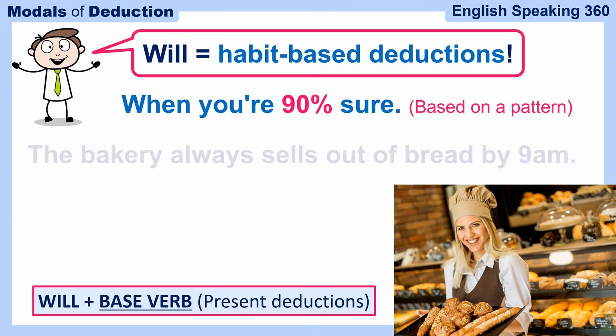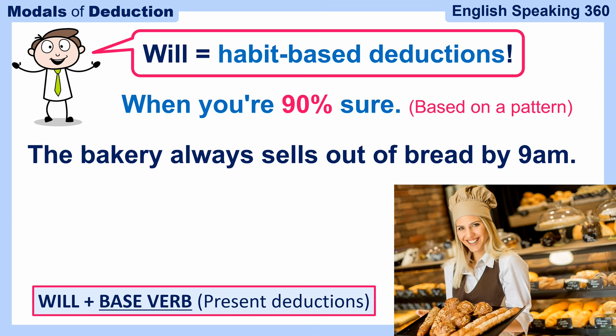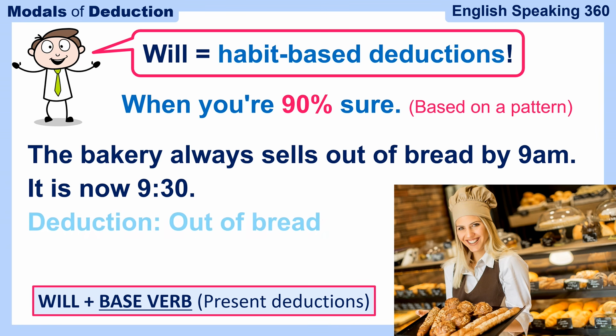Hello, baker. The bakery always sells out of bread by 9 a.m. That is the pattern. If you go there at 9 a.m., there is no more bread. They're out of bread. They sold out. Now, what is the situation? It is now 9:30. So, what is your deduction? Your deduction should be out of bread.